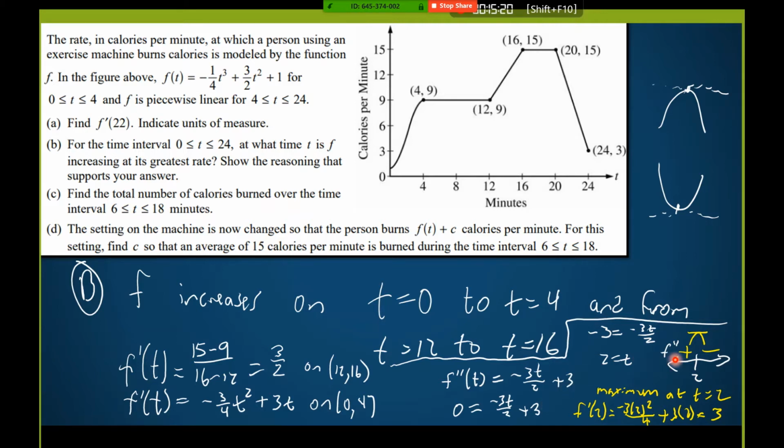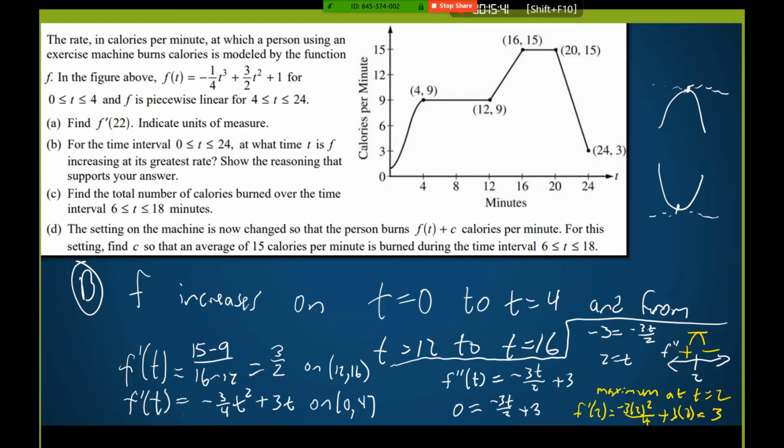When t equals 2. When t equals 2, we'll be increasing at a rate of 3 calories per minute squared. Okay, perfect. So I'm going to double back and explain that for Niall and Nikita who are just joining us. So what we're looking for here is when f is increasing at the greatest rate.